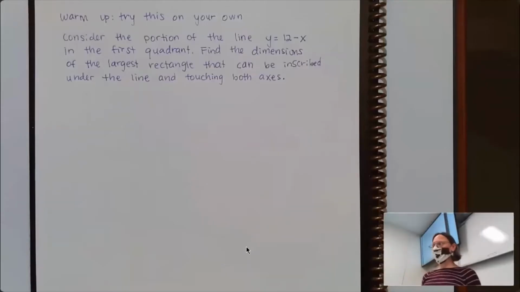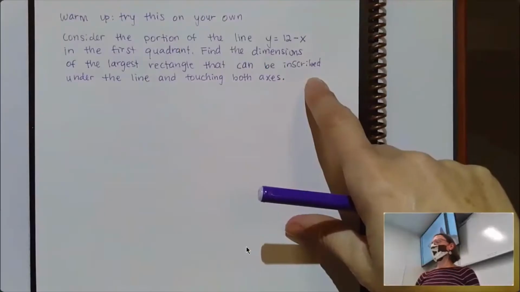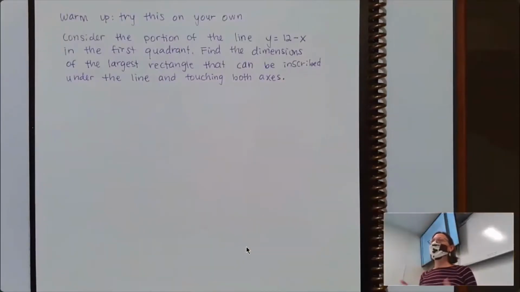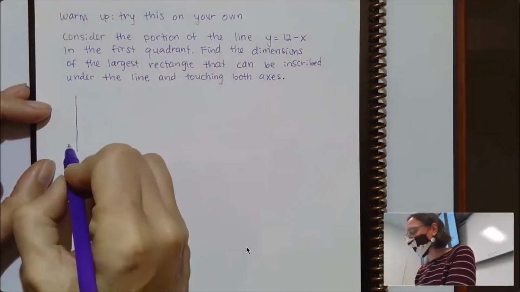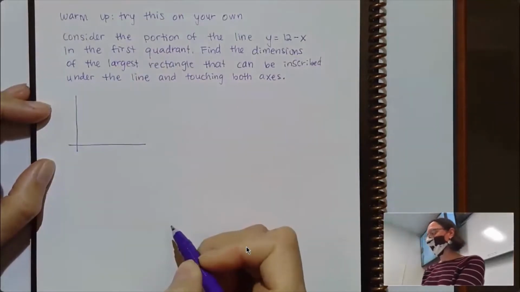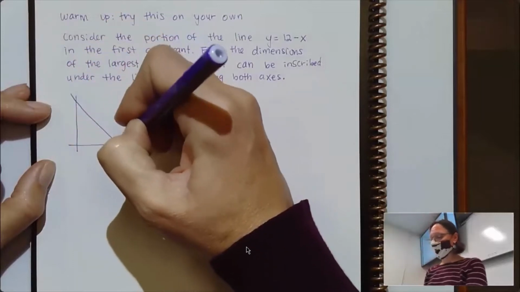Talking about these optimization problems, that word inscribed shows up a lot. And it just means that generally speaking, we're going to try to draw the thing inside of it, but touching it. So for example, here, I've limited us to just the first quadrant, and the line y equals 12 minus x would do something like this.